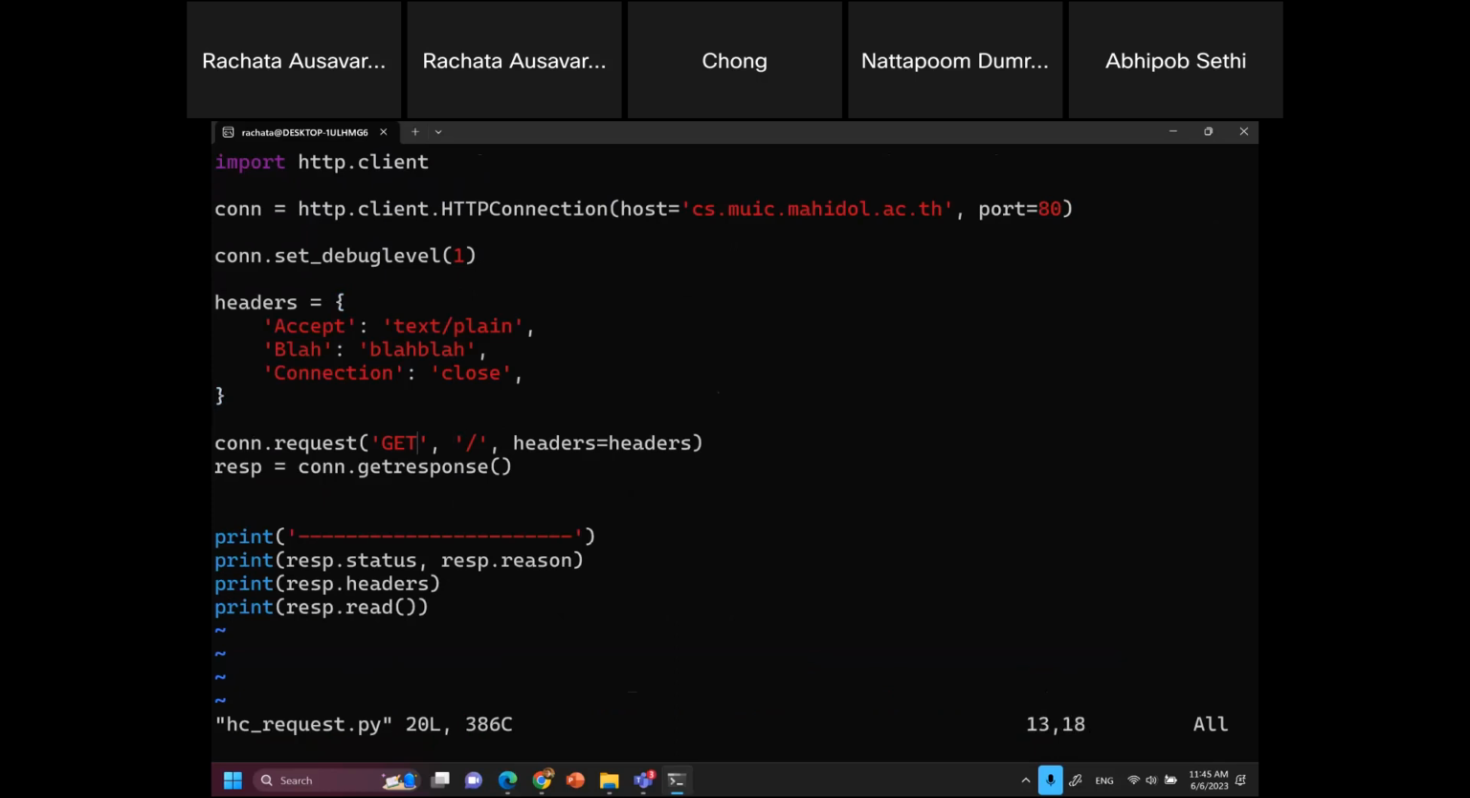With the request type, for example here, GET at the root. Basically, if you go to cs.muic.mahidol.ac.th, you get that location, the index.html, with the header. And then you just do response equals con.getresponse. Afterward, you can print the response.